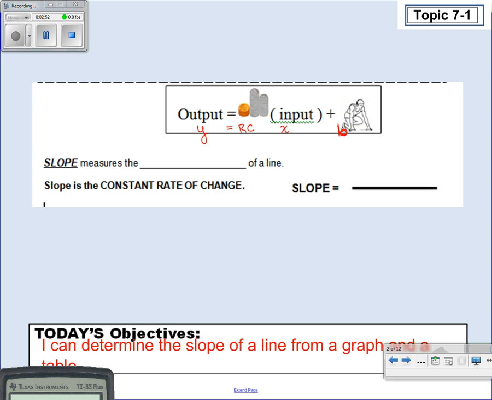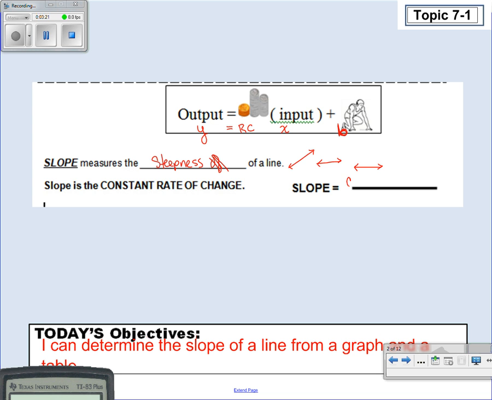Our rate of change is also known as the slope. The slope measures the steepness of a line. Steepness tells you how far it's going to rise, whether it's really steep or not so steep or even just a flat line. So slope is also the constant rate of change. That's how that line changes over a period of time.